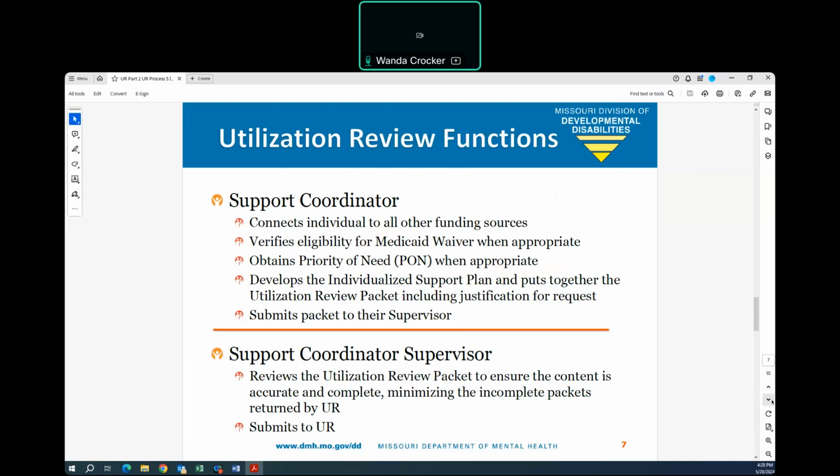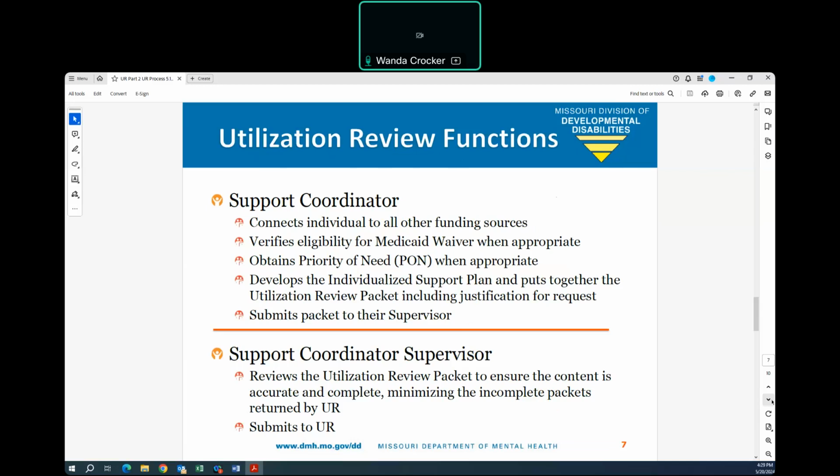Responsible to develop that individualized support plan, put together a utilization review packet, including justification for request, and working through that with the planning team, with the person and their family, and their other caregivers, people that are important to them, documenting their ask, their need, that story. And then, of course, submitting that packet to the supervisor.